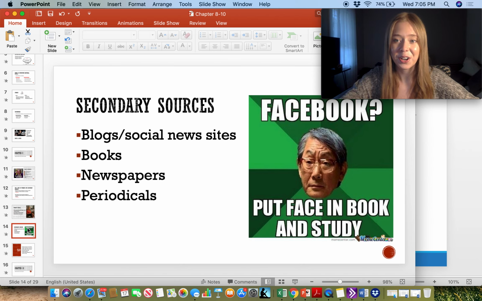Secondary sources, like I said, are pretty much anything that's not firsthand, such as blogs and social media, news sites, and books that are written about events. Obviously, a book about the Civil War is not a primary source because the author was most likely not alive during the Civil War. Newspapers and periodicals are all examples of secondary sources.